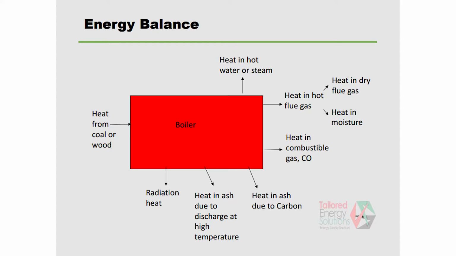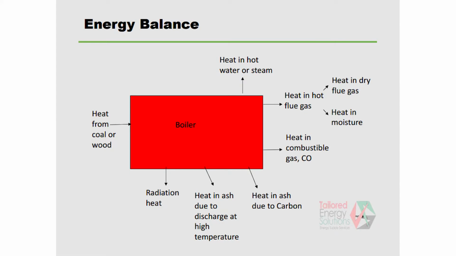Heat associated with the combustible gases. Heat in the bottom ash, and how much unburned carbon is in the ash. Because the ash will always be discharged somewhere at a higher temperature than room temperature, it is going to lose some heat as well. That's another part of the heat loss here. The last bit is the radiation. Because the insulation may not be 100% right, some heat is emitted from the body around the boiler.